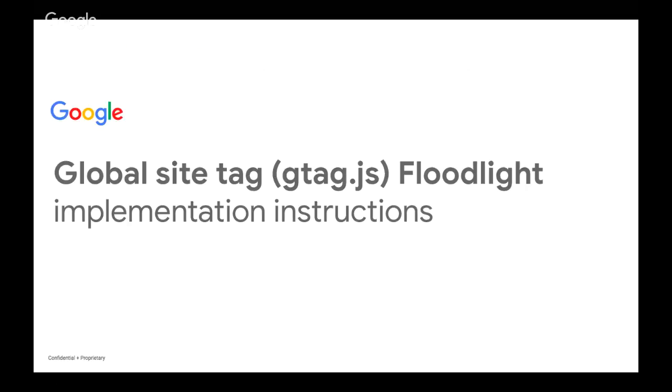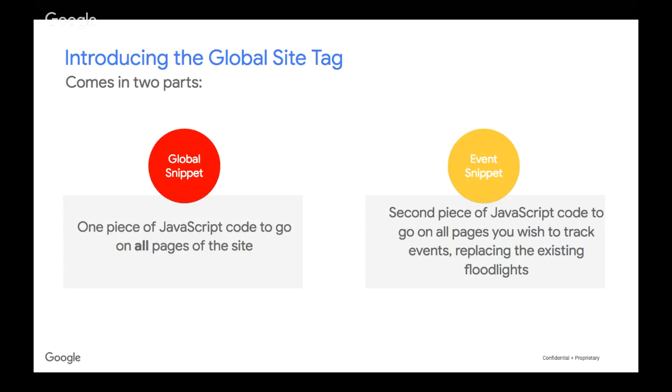And now onto the implementation of the global site tag. So the global site tag comes in two parts. There's the global snippet, which is a new kind of extra bit of code that's part of the Floodlight tag that needs to be placed on all pages of the site, and that essentially sets the first-party cookie. The second part of the code, the event snippet, is essentially the reformatted version of your current Floodlight tag, and this code needs to go just on the conversion pages. So you'll need to replace your existing Floodlight tags with this updated version of the same tag called the event snippet.